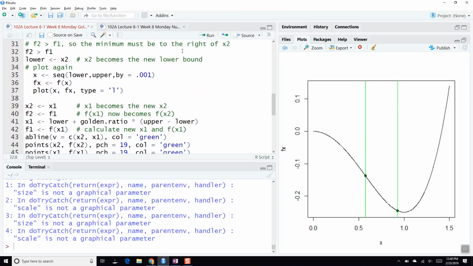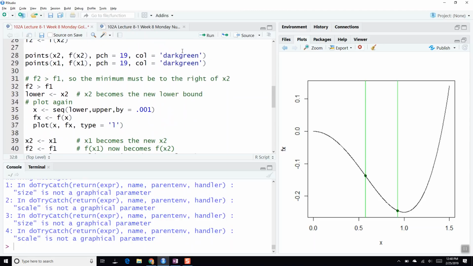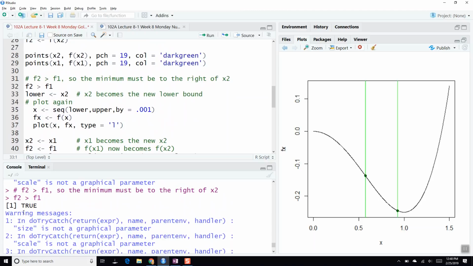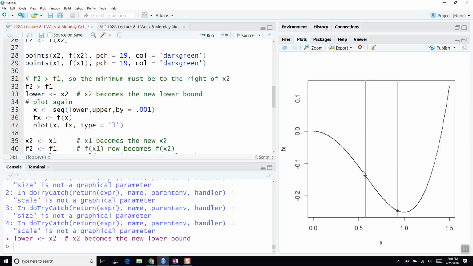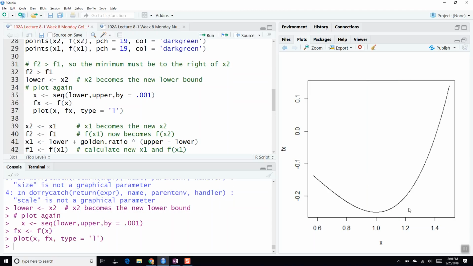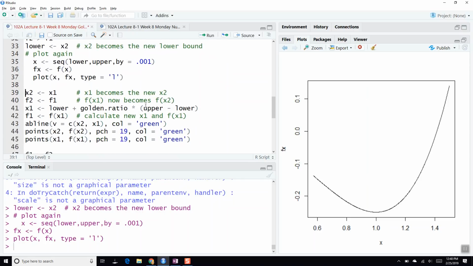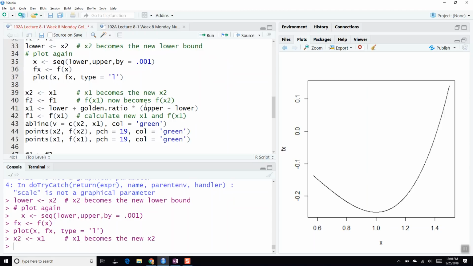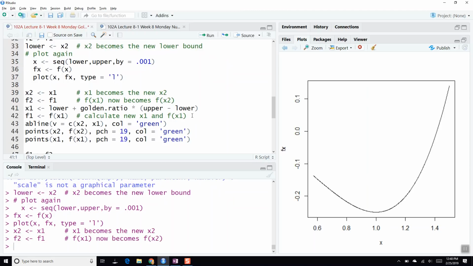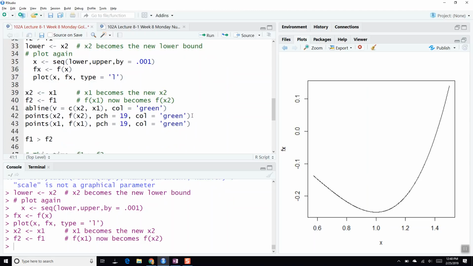And what we have is, something broke. Okay. F2 is greater than F1. All right, so again, we're going to set this to be our new lower bound, and I'm going to replot this. So this will go from around 0.6-ish to 1.5, okay? And so when I plot this again, it looks like that. So going from around 0.6-ish to 1.5, we have that. And I can just take what used to be x1 and f of x1 without doing any actual recalculations.